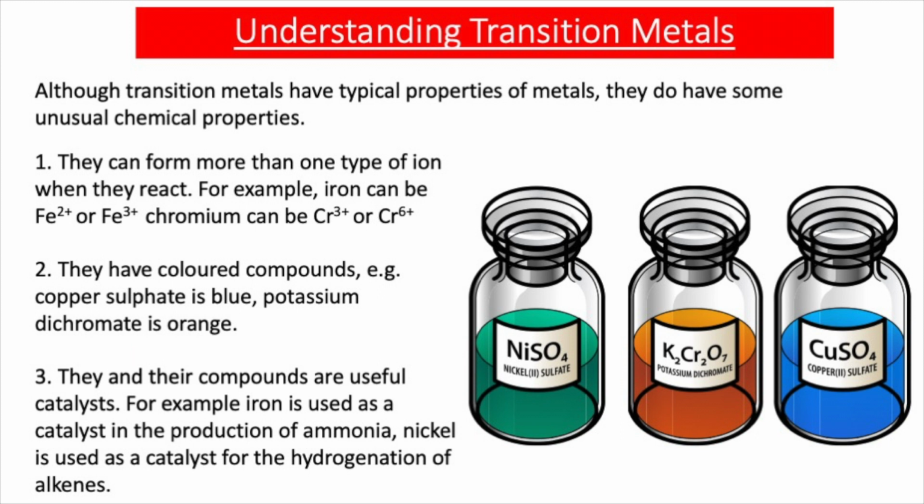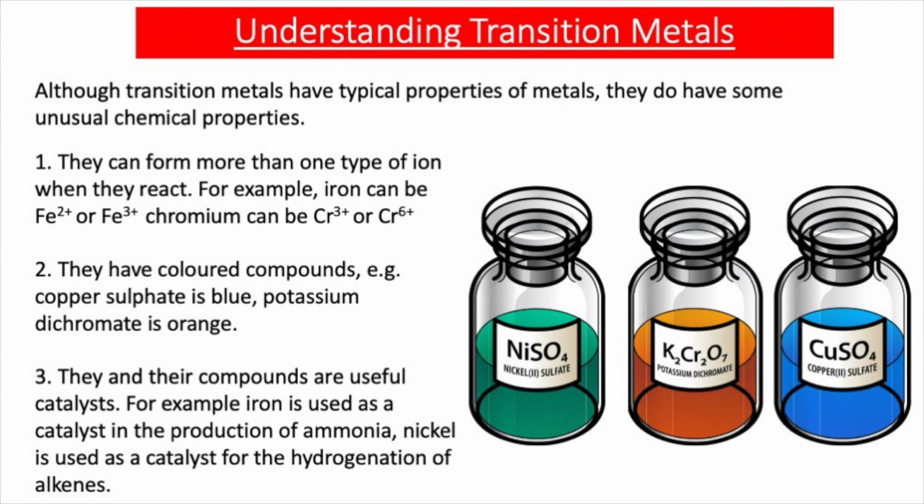Their compounds and sometimes the metals are used as catalysts. Catalysts are substances that speed up chemical reactions and are not used up in the reaction. They don't take part in the chemical reaction itself. So, for example, iron is used as a catalyst in the production of ammonia, an important chemical that we need to make fertilizers. Nickel is used as a catalyst for the hydrogenation of alkenes, adding hydrogen to compounds with carbon-carbon double bonds, and that's important in the margarine industry.